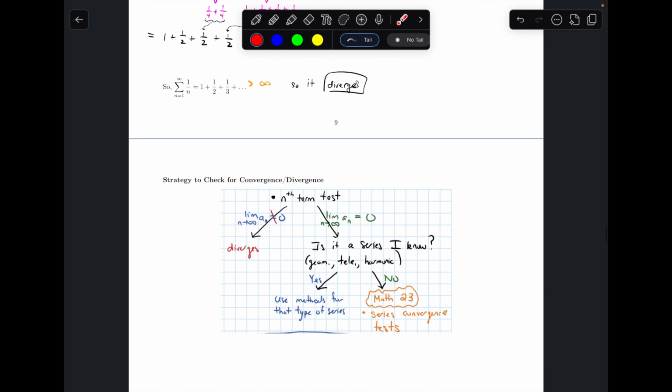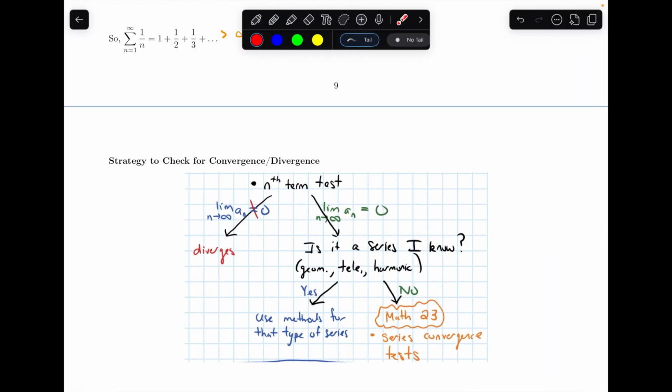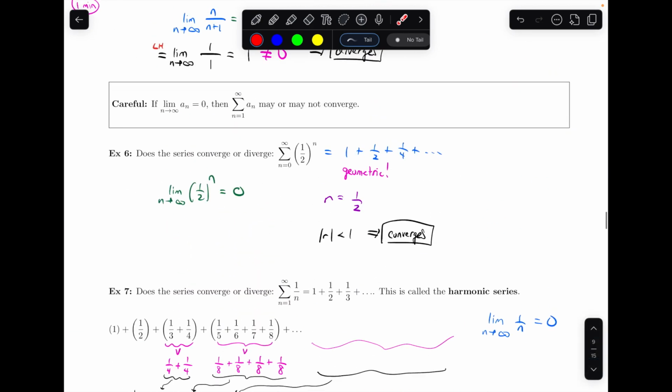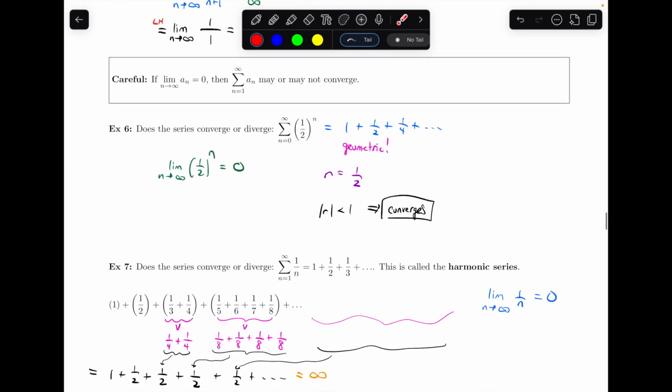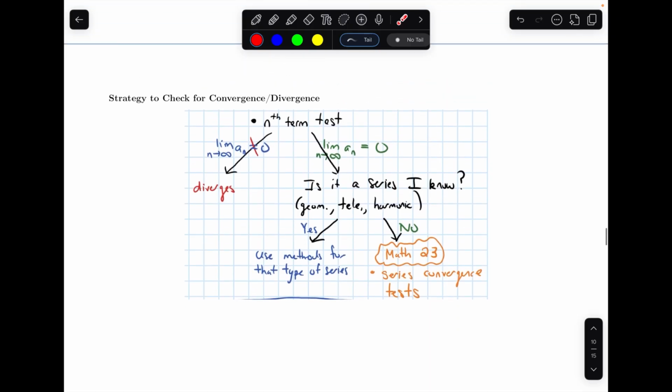So to end, let's recap our strategies for checking if a series converges or diverges. A common thing I might try first is the nth term test if I wasn't sure what to do. If that limit of the terms is not 0, it diverges right away. If the limit of the terms is 0, maybe it converges, maybe not. So I would ask myself, is it a series that I know? Like, is it geometric or telescoping or harmonic? Like this one was geometric, so I could use that to figure out if it converged or not. So if it's one of the ones I know, use the methods that I have for that type of series to figure out if it converges or not.